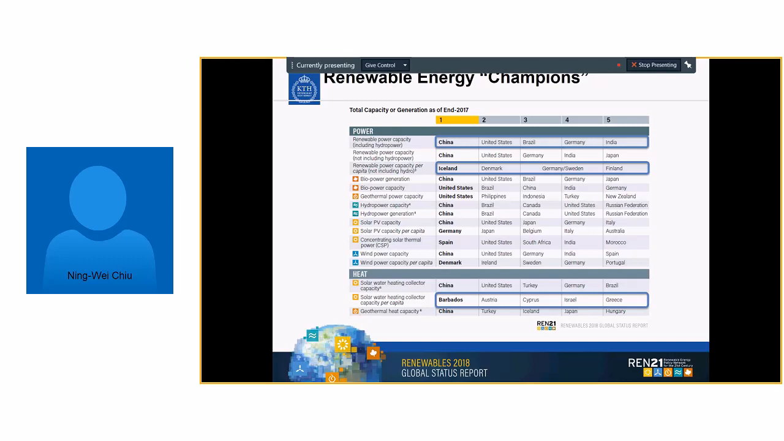You can see roughly here, China is growing. And in terms of bio, if it's capacity, it is the United States. But in terms of generated amount, it is China. So you can have a high capacity, but maybe you're not using it. The capacity factor is maybe low. So there's a difference between the generated power and the capacity.